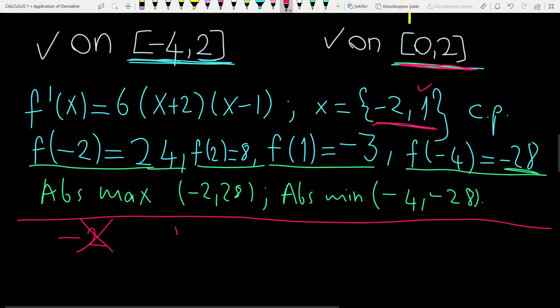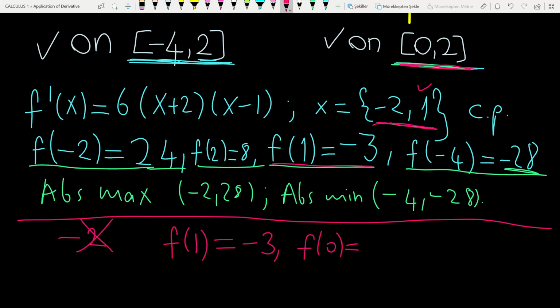We need to find f of 1. We already computed here, right? F of 1 is -3. And we need to compute the function at the endpoints of the domain. We have new endpoints. One of them is 0. If you calculate f of 0, you see you have 4. And the other endpoint, which is calculated here, is 8.